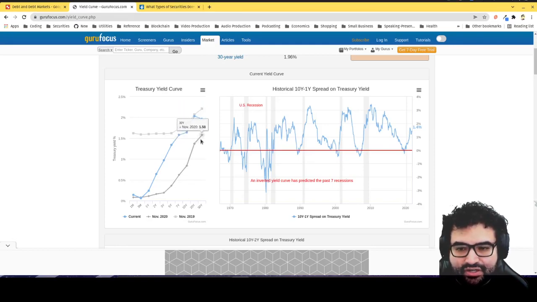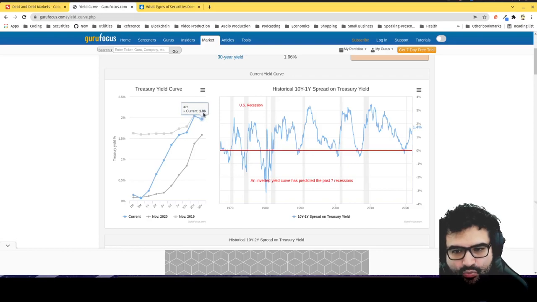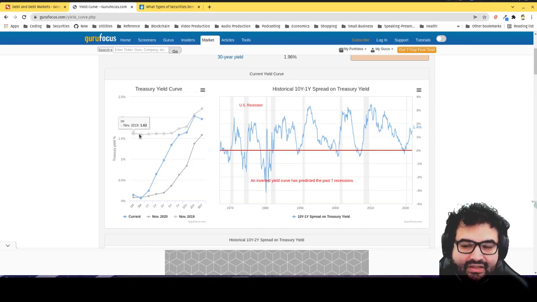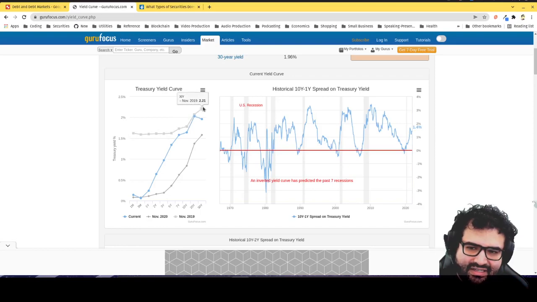Now, if we go back even 2 years ago, we're still not at the point of where rates were 2 years ago. So the government's still paying relatively less than it was then, because this is back in 2019. Before the world fell apart, the economy was doing well. So this is the curve of a rip-roaring economy, although that's a little flat, so that's not necessarily a good sign either.